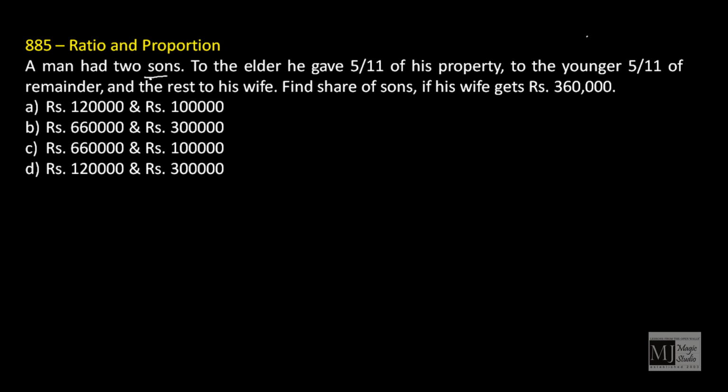A man had 2 sons. To the elder he gave 5/11 of his property. To the younger 5/11 of the remainder. Okay, remainder would be 1 minus 5/11, that is 6/11, and he gave 5/11 of 6/11, that is 30/121. Okay, and the rest, so the rest is how much? He has given 6/11.